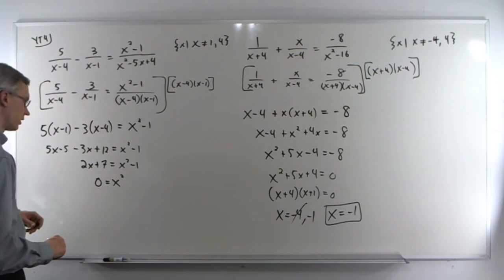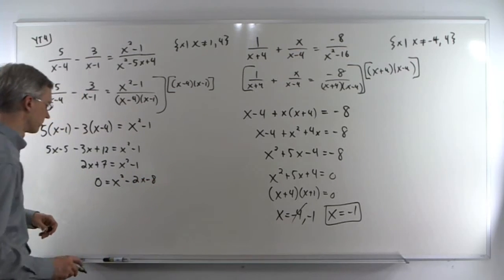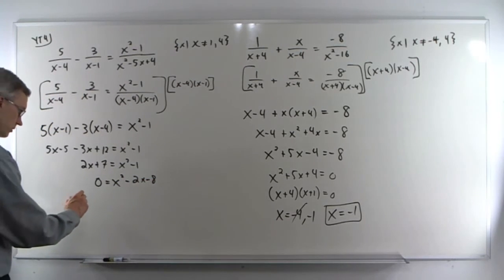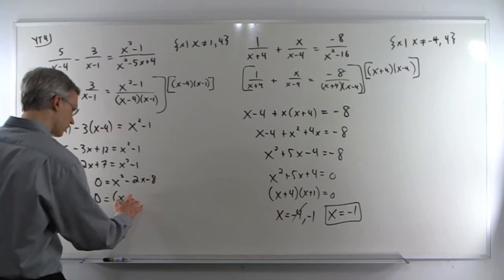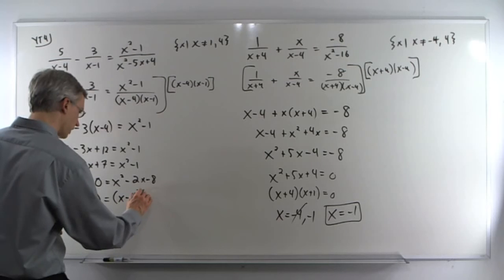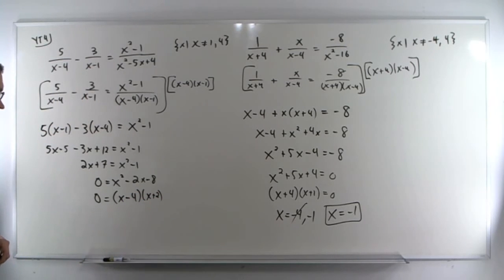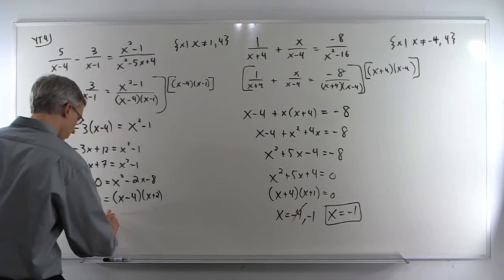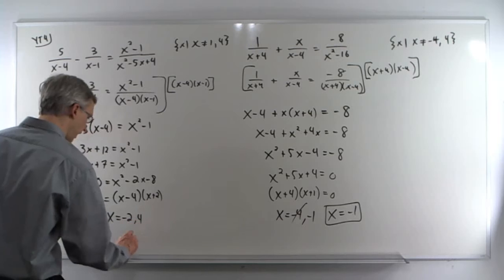So we got x squared minus 2x minus 8. Now that's factorable into x minus 4, x plus 2. And solving that using the zero factor property, we're going to get x equals negative 2 and 4.